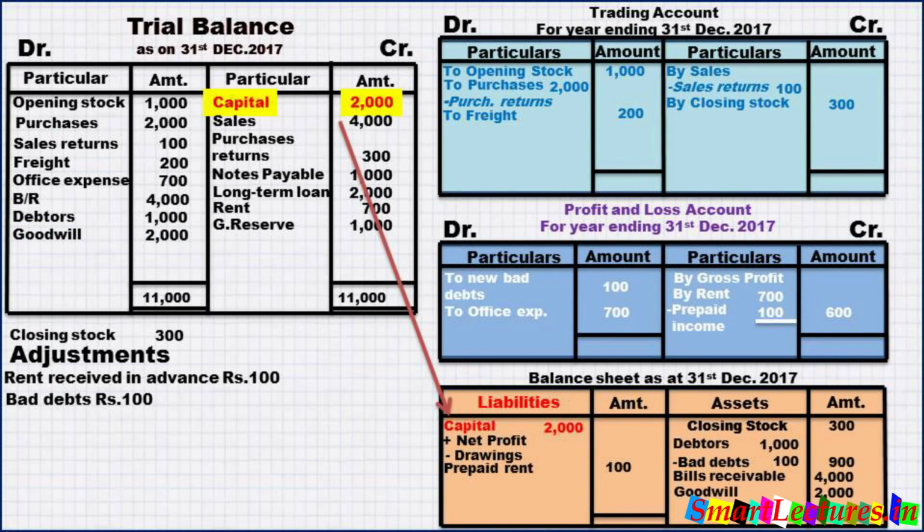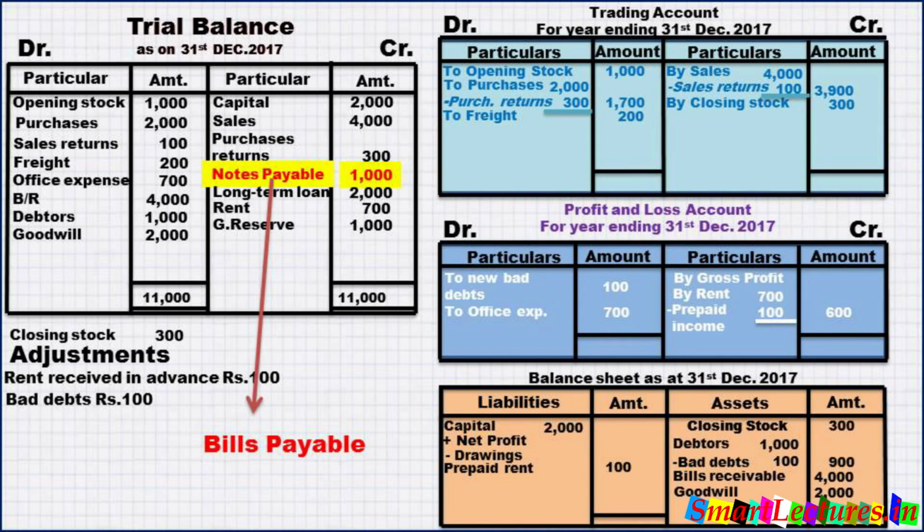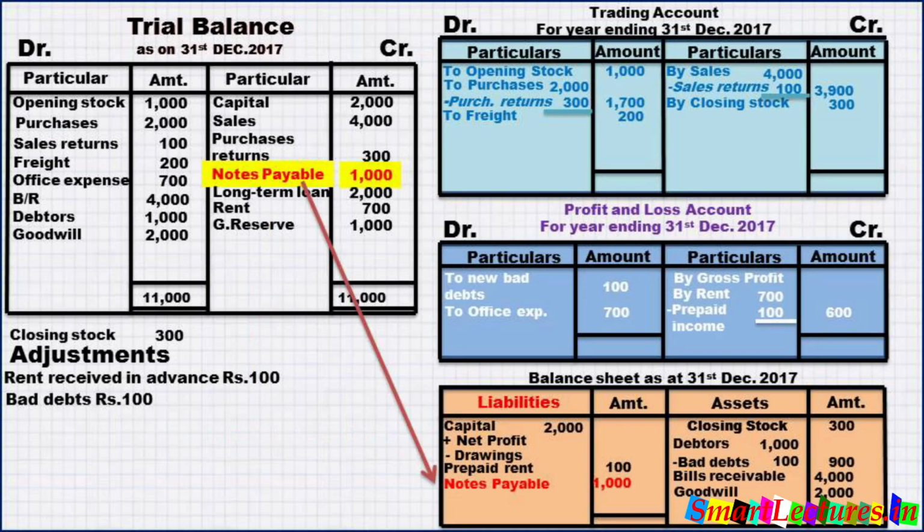Now capital 2000 in the inner column of the balance sheet, on liability side. Sales 4000 in the inner column on the credit side of trading account, 4000 minus 100, 3900. Purchases returns 300. It will not go to the credit side, it will be taken to the debit side in the inner column of the trading account. Minus returns 300. So 2000 minus 300 in the outer column, it will be 1700. Notes payable 1000. Notes payable means bills payable, bills of exchange payable or promissory notes payable. Liability, this is current liability 1000, it will come to the liability side of the balance sheet.